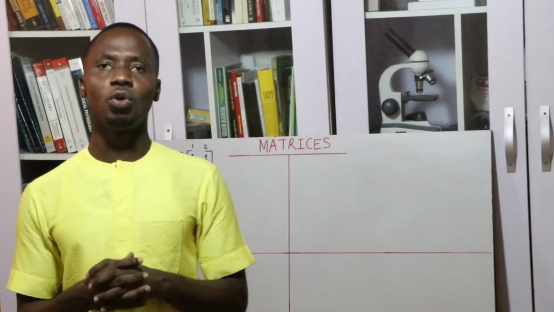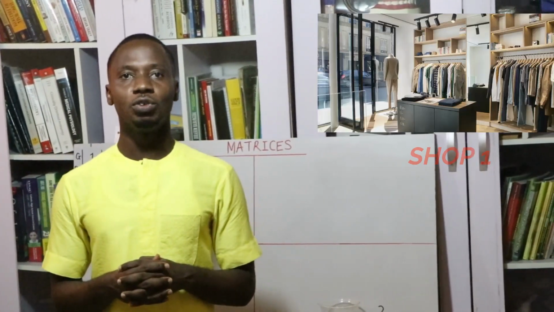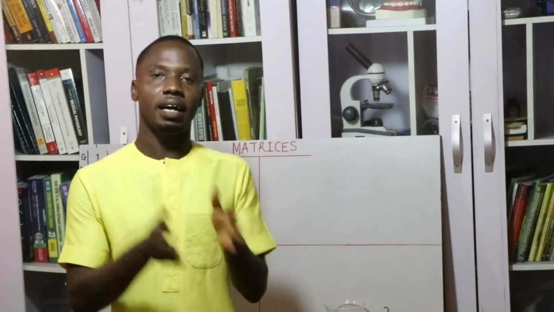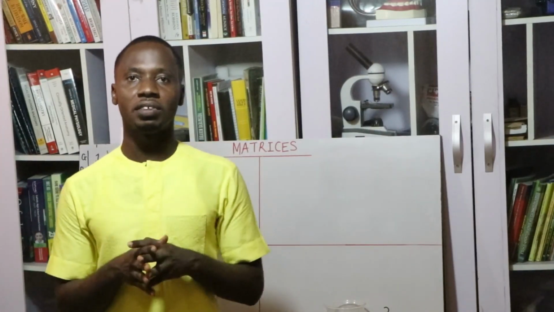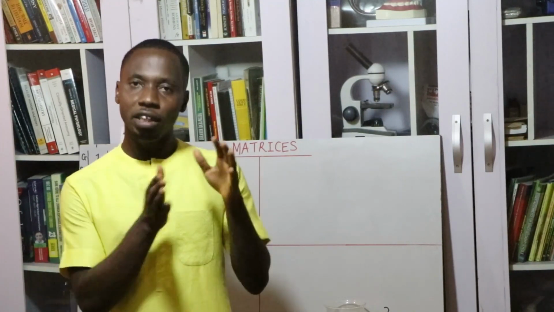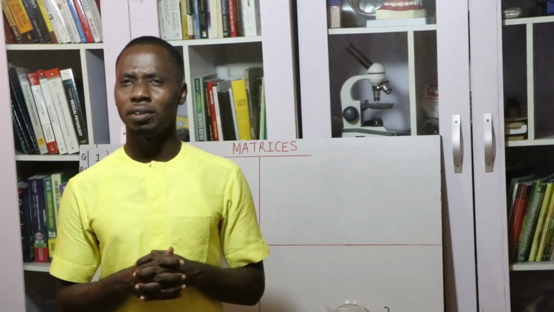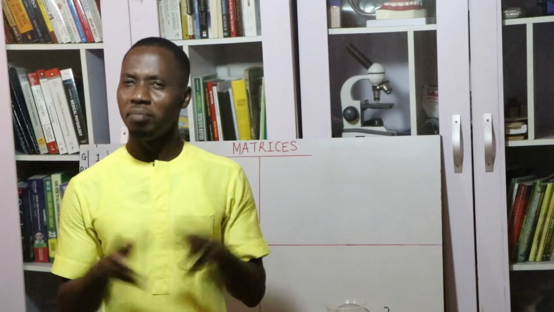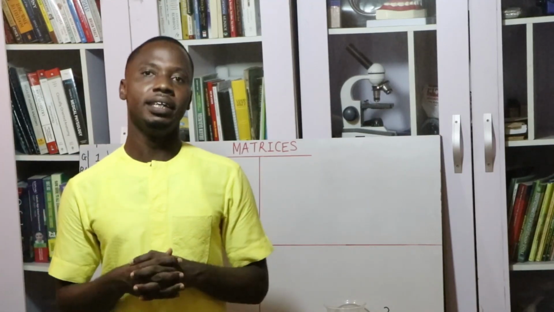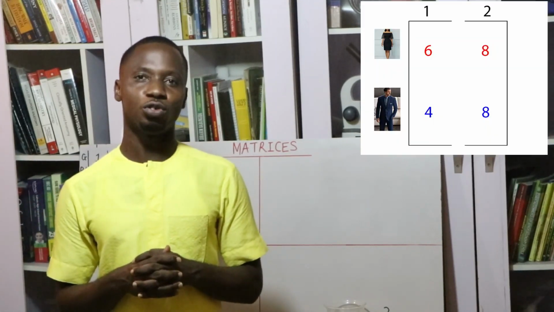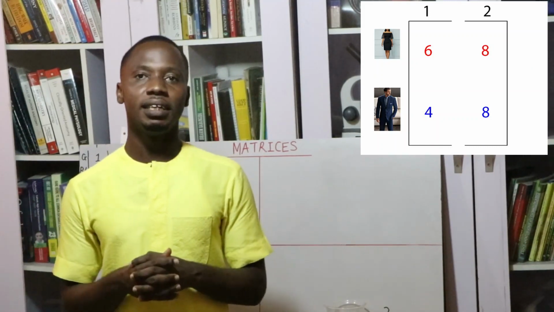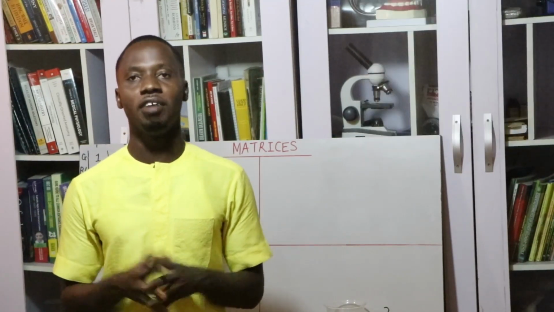For instance, let's say you own shops somewhere in France, and you have two shops and you sell ladies' stuff and guys' suits. So ladies' dresses and guys' suits. That's all you sell. But you have two shops, and in each shop, those are the two things you sell. You will also agree with me that matrix can help you compute the contents of your two shops. So you see, matrix is a relevant topic to our everyday life.